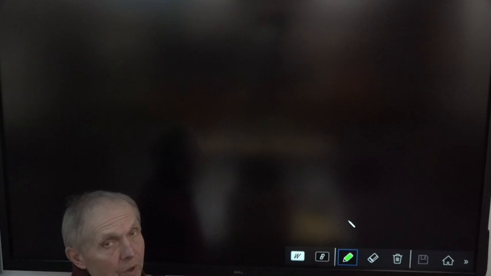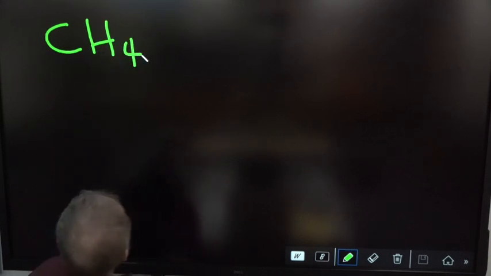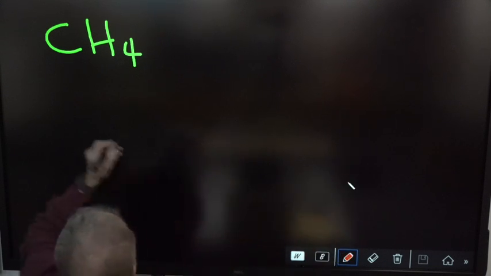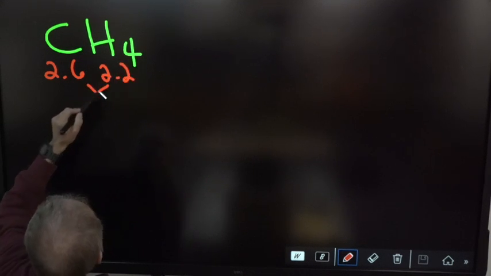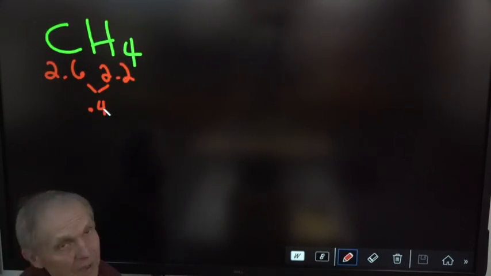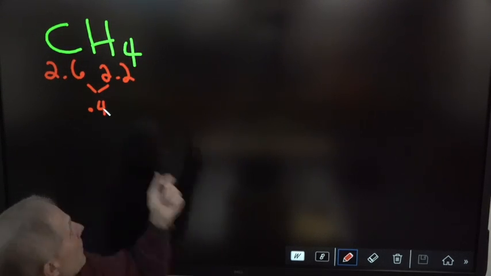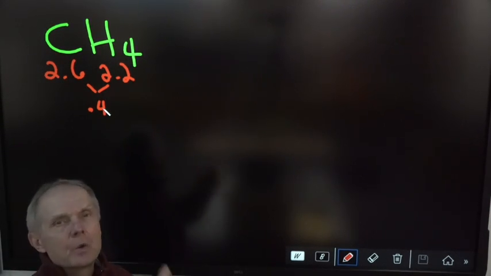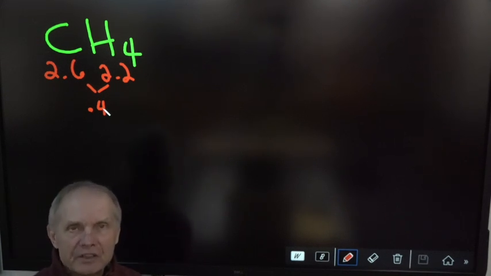Now what we're going to do is we're going to do one that we electron dotted a little while ago. CH4. Remember, the electronegativity is about 2.6 and 2.2, so the difference is 0.4. So we know that carbon pulls a little bit harder on the pairs than hydrogen, so this has polar bonds because it's unequal sharing. But now we've got to draw it and see if it's symmetrical or asymmetrical.